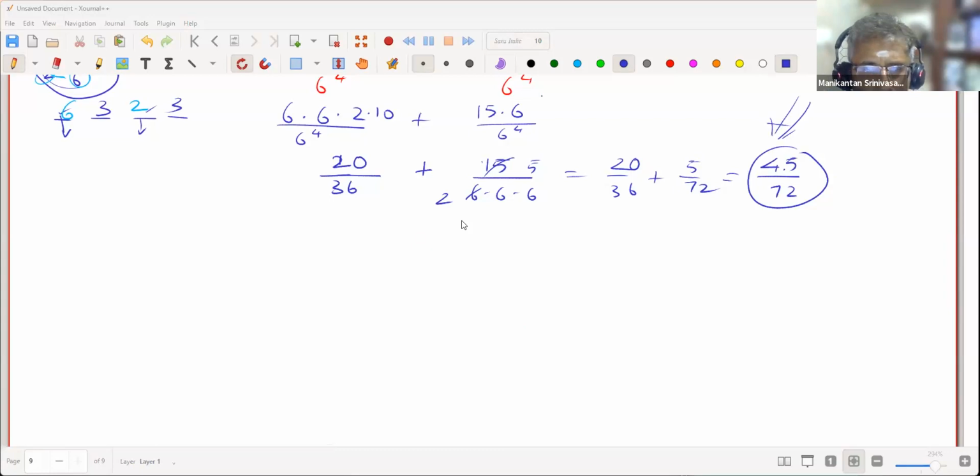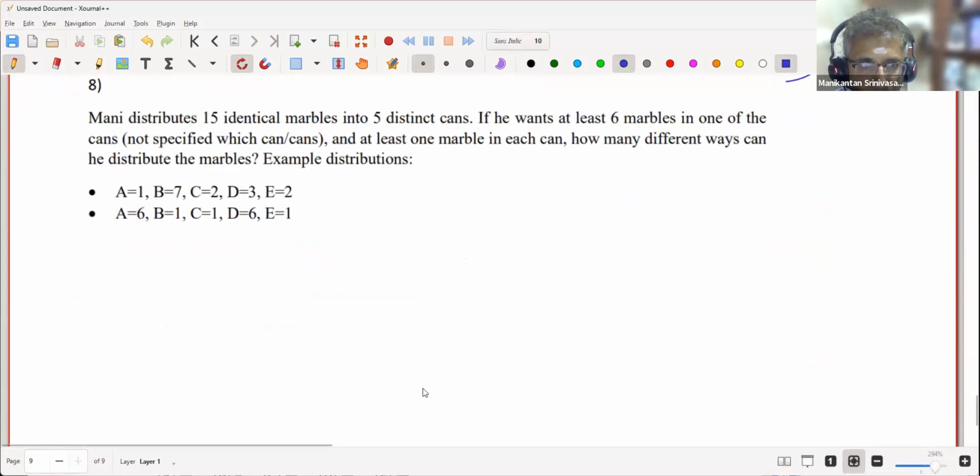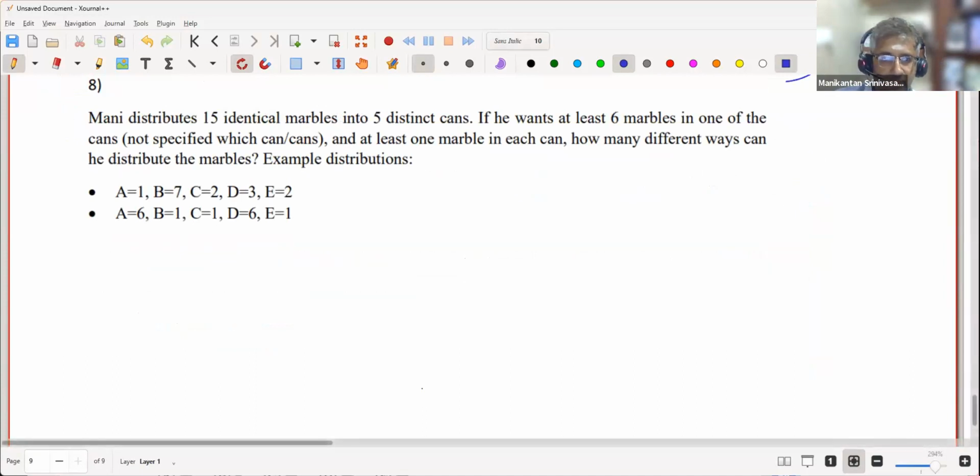So we have to pick up from question 8. Yeah, I put my own name on this one. The original question was slightly different, but I modified it slightly to make it a little easier. So 15 identical marbles into 5 distinct cans. If you want at least 6 marbles in one of the cans and at least 1 marble in each of them, how many different ways can you distribute? So I've given the bins, right? The bins or cans, A, B, C, D, E are the cans and the number of marbles here.